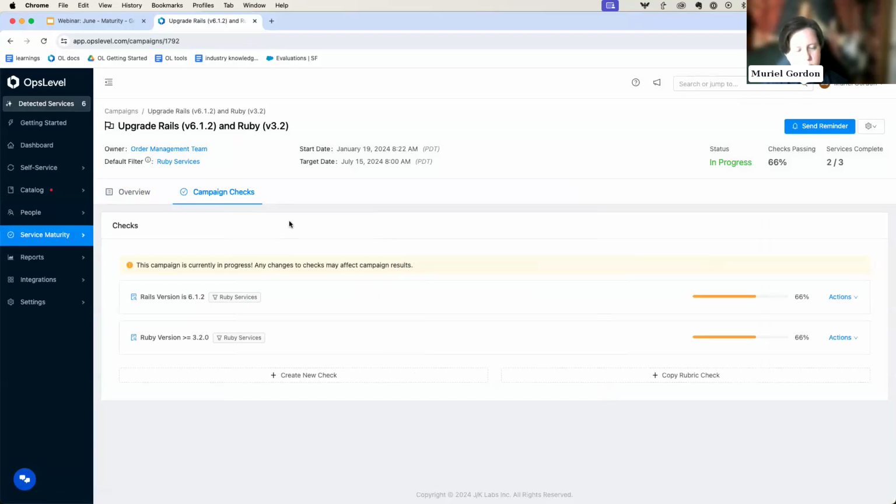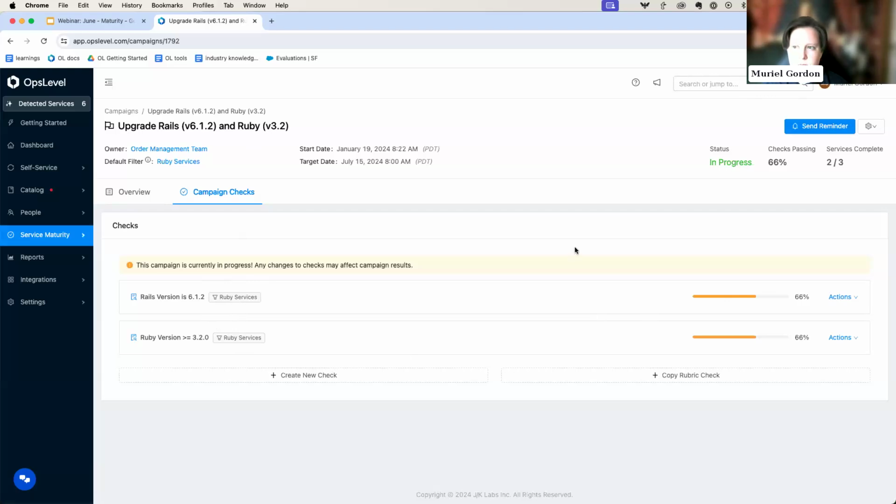It's the way that you define the work you want to do and check up and see how much of that work has already been completed. And you can see that some filters have been applied to these checks here. These have to do with Ruby language. So I want to make sure that only the services that have Ruby as the language set are going to be affected by this campaign. I don't want my JavaScript services to get pulled into all this. So great stuff right there.